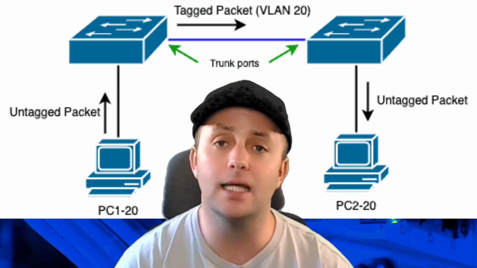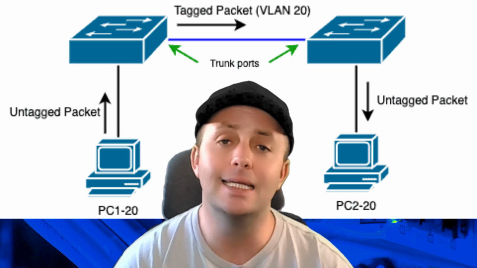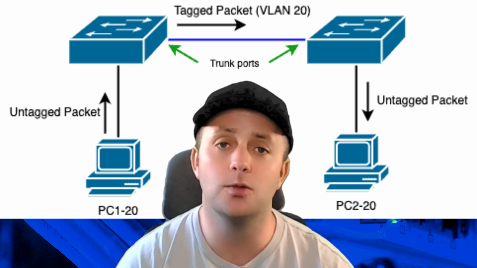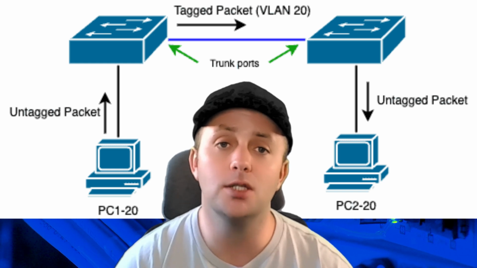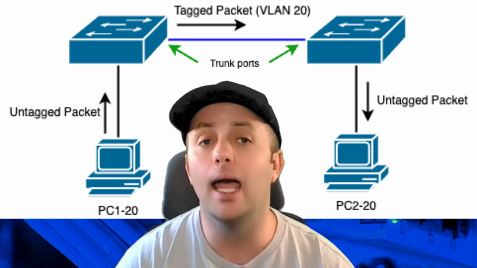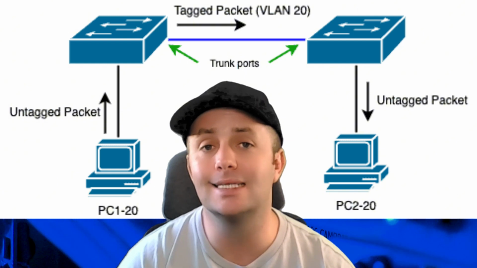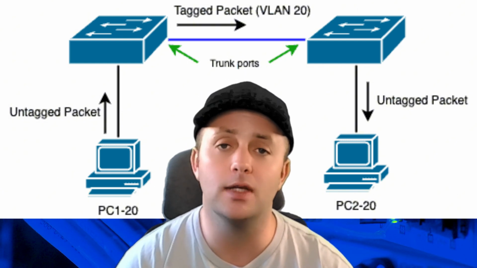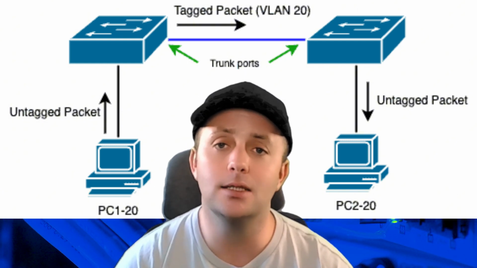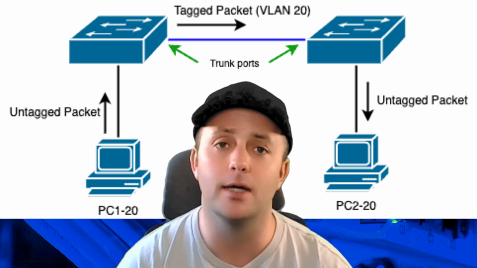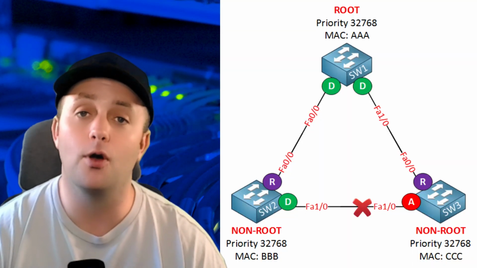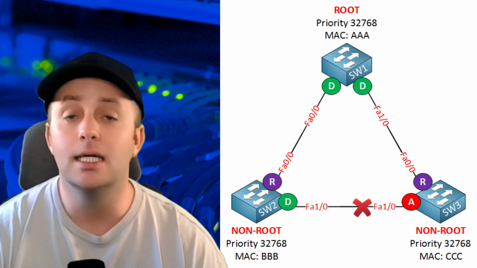When multiple VLANs are configured on a switch, data packets need to be tagged with the appropriate VLAN ID to ensure they are forwarded to the correct VLAN. 802.1Q is the standard protocol used for VLAN tagging, allowing data to be properly routed between VLANs while maintaining traffic separation. Let's not forget about Spanning Tree Protocol, STP, another critical protocol used in Ethernet switching.